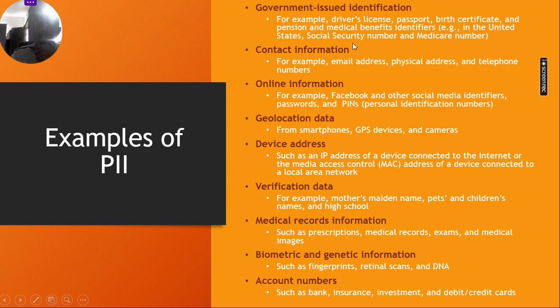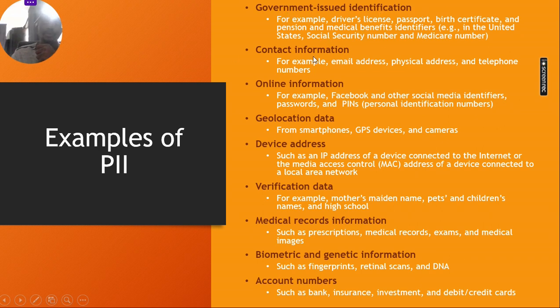Your pension number, your Medicare benefit identifiers. Like in the United States, we have what we call the Social Security number, the Medicare, Obamacare, and so forth. All these ones, that's your insurance, right? So all these ones are examples of personal data obtained from government issued identification.